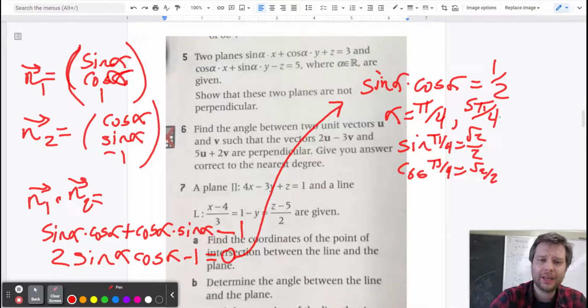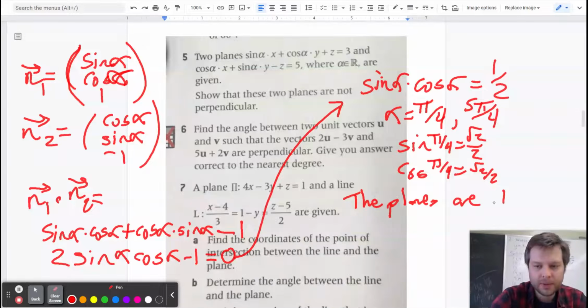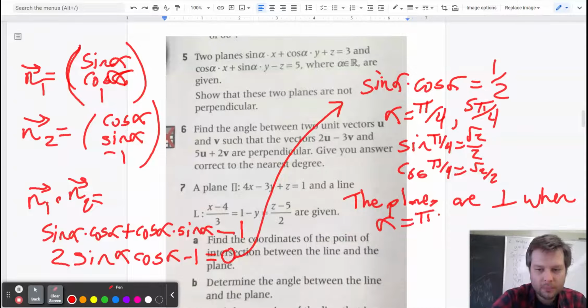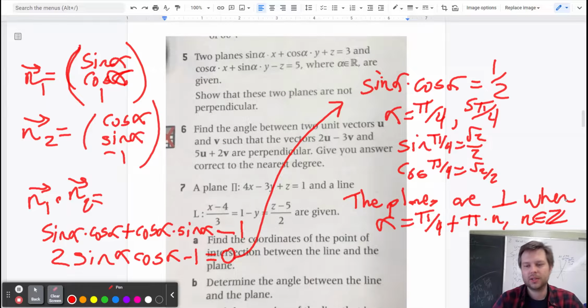And so the best way to answer this is just that the planes are perpendicular when alpha equals pi over 4 plus pi times n, and n is an element of the integers. So any integer multiple of pi will result in perpendicular planes despite what the textbook asks you to show. That's a lot of fun. Okay, thanks everybody. Let me know what else I can do to help.